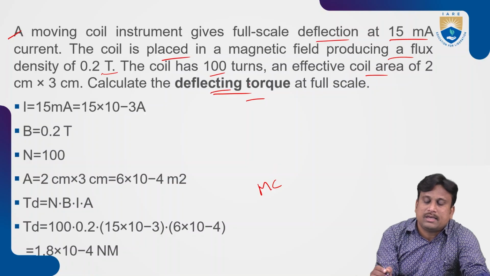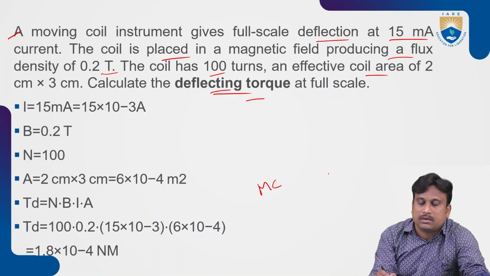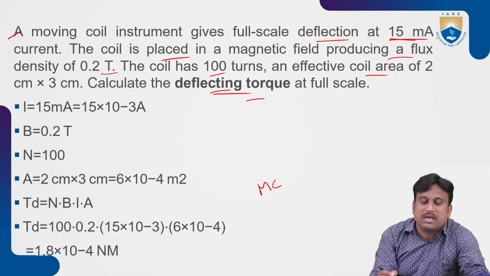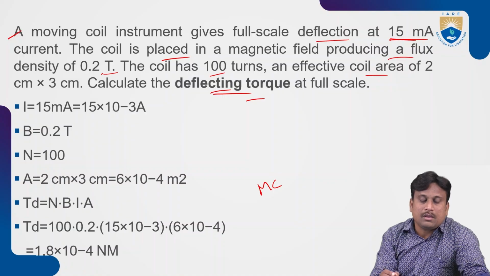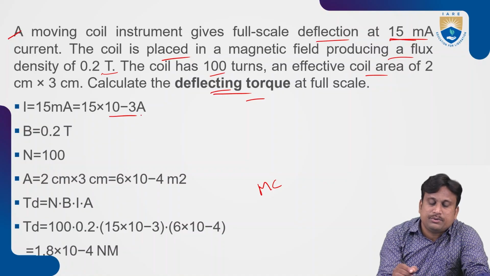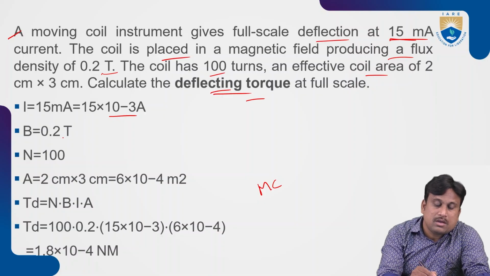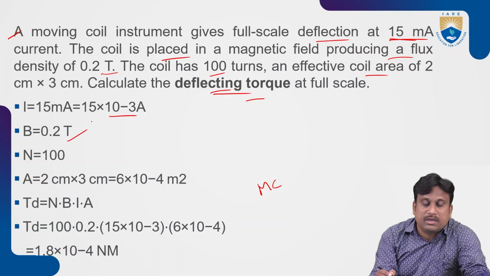Here it asks for calculating the deflecting torque. So this should be done with these parameters. The first parameter is 15 milliamps of current. Milliamps means 10 power minus 3, so 15 into 10 power minus 3 is what we are going to consider. And the flux density B is 0.2 T.